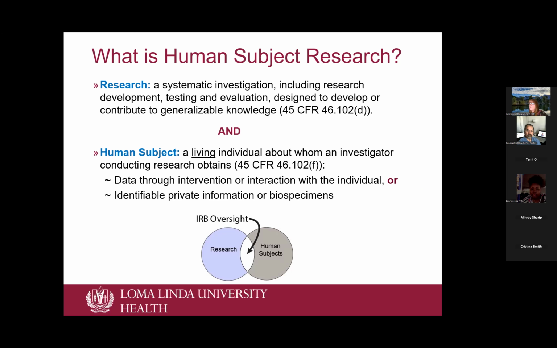And then you also have to make sure that it meets the human subjects definition. That means it has to be a living individual, not somebody who is deceased. And it has to be about an investigator conducting research who obtains data through intervention or interaction with that individual, or identifiable private information or biospecimens. So as you can see below on here, if it meets research only, it's not going to be considered human subject research. If it meets human subject only, again, it's not going to be human subject research. It has to be both for us to have any involvement and have oversight of that study.